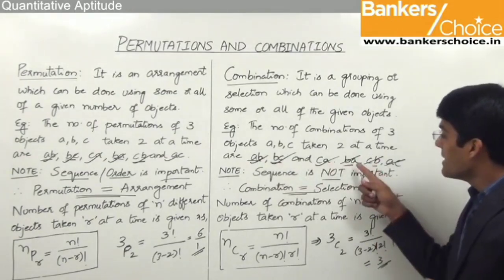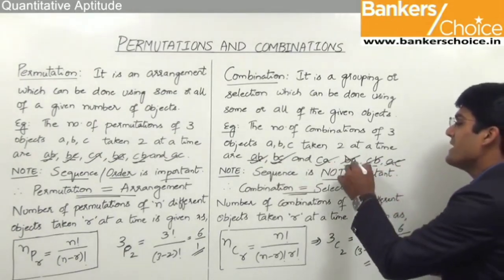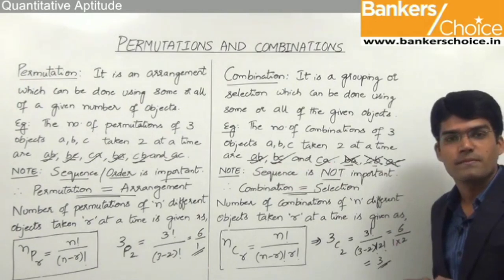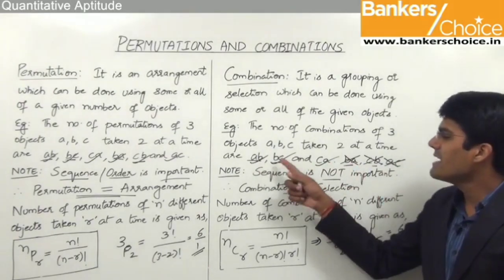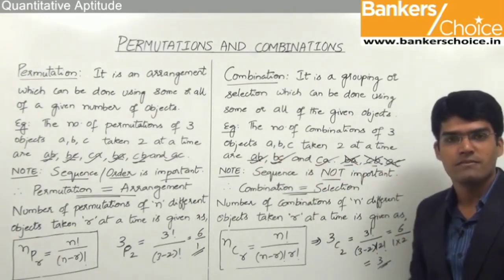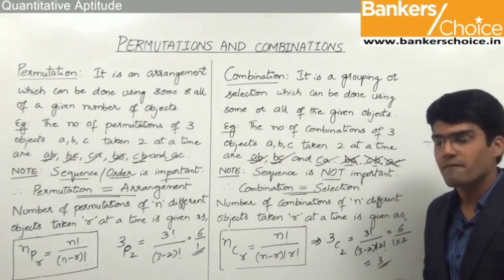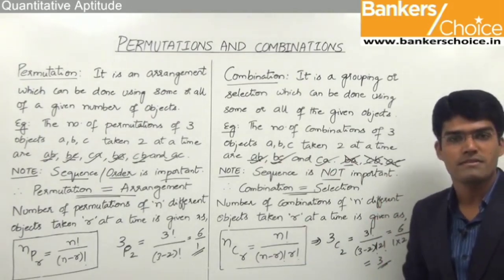Hence it is clear that BA, CB, AC cannot be taken as 3 different combinations. Why? Because they are same as AB, BC and CA respectively. So this is how, with the help of the formula nCr, we can find out the number of combinations.